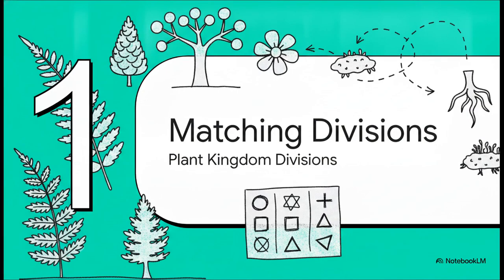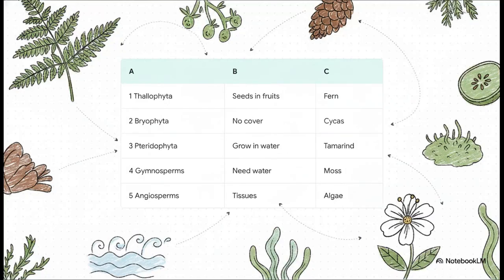All right, let's kick things off with Section 1, Matching Plant Kingdom Divisions. So, let's jump right into this first exercise. It asks us to link terms across 3 totally scrambled columns. Looking at the raw puzzle here, we've got column A with the scientific divisions, column B with their characteristics, and column C with examples.